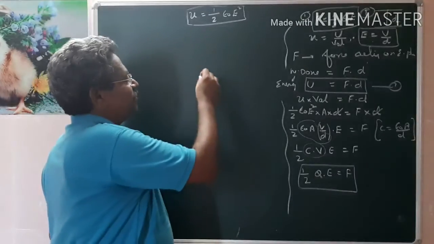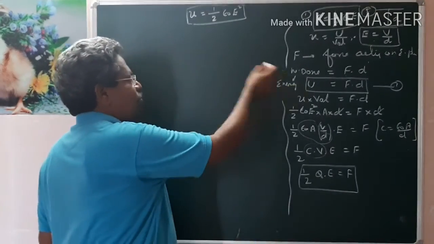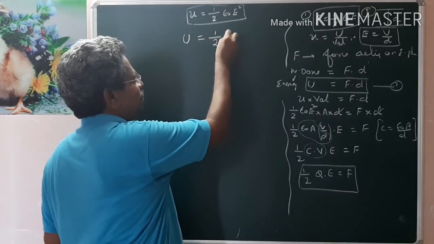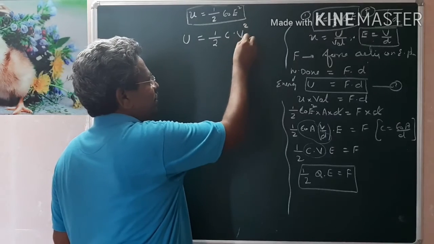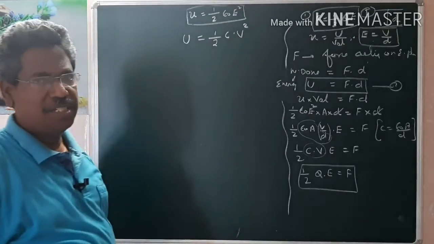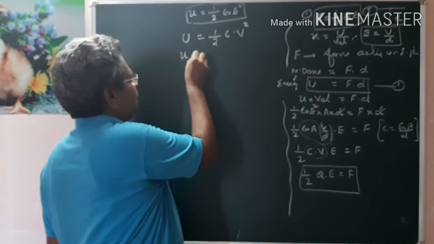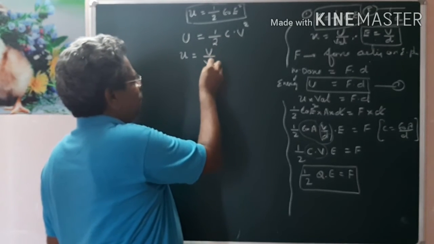Again we know that the potential energy stored between the two plates can be written as half into C into V square. This V is nothing but potential. Therefore, now I am going to find out energy density, which means energy by volume.